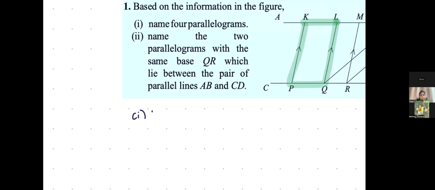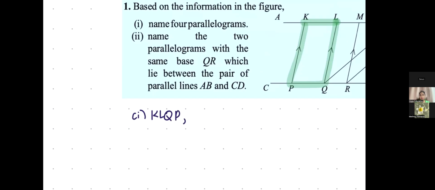So, K, L, wait, let me pick a darker color. Okay. These lines are parallel. They have marked it here. Those two lines are parallel. Okay, that's no problem. Then KL, not PQ but QP, KLQP. Yes, KLQP is a parallelogram, correct. So I'll write that. KLQP.